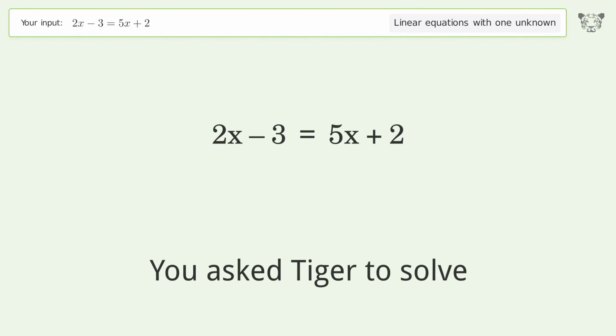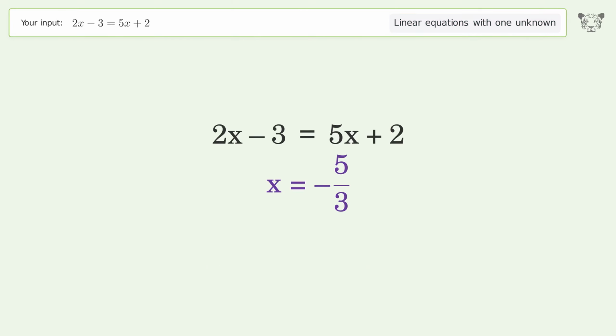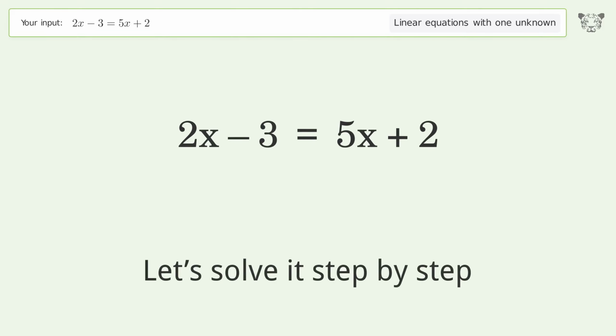You ask Tiger to solve. This deals with linear equations with one unknown. The final result is x equals -5/3. Let's solve it step by step.